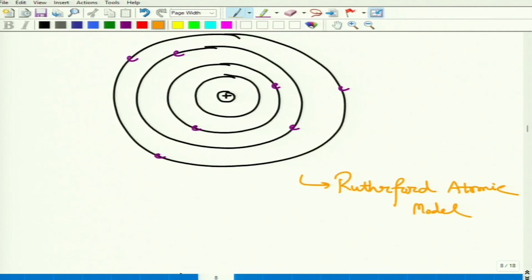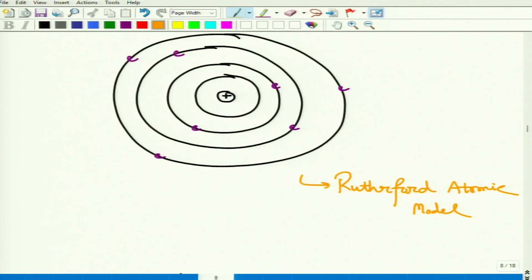The similarities between the solar system and this Rutherford atomic model: in the solar system, the sun is at the center, and the planets revolve around the sun. Here also the nucleus is in the center and the electrons are revolving around the nucleus. Also, the size and mass of the sun is much greater compared to the planets. Here also the size and mass of the nucleus is much greater than the electrons.